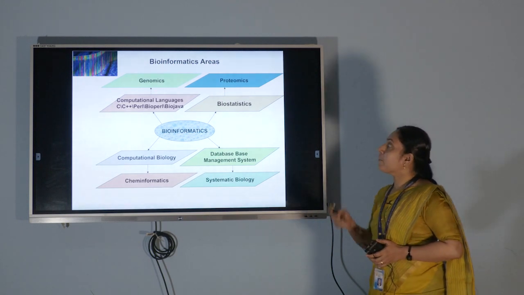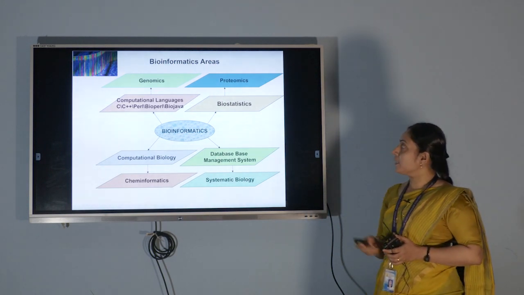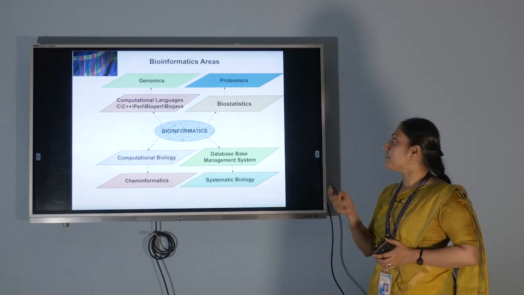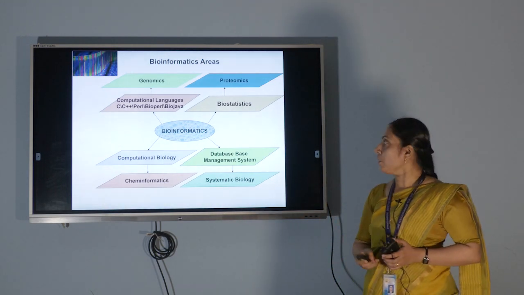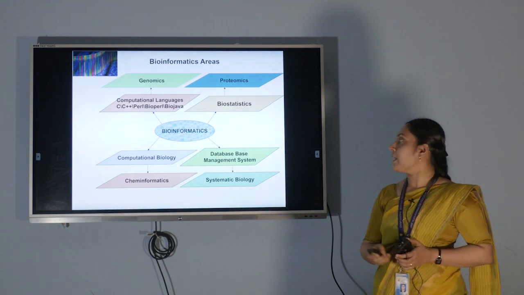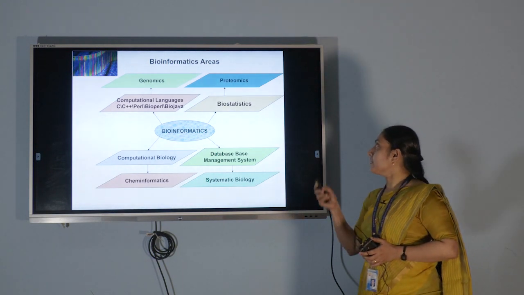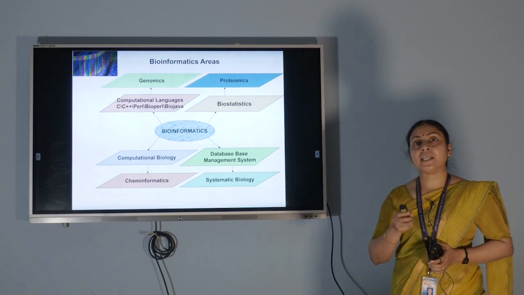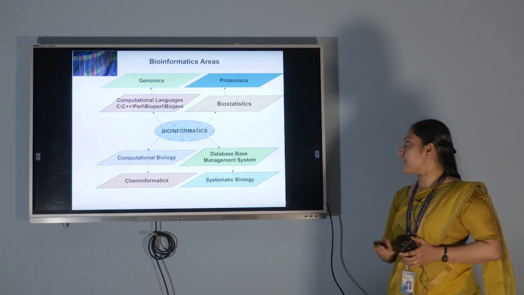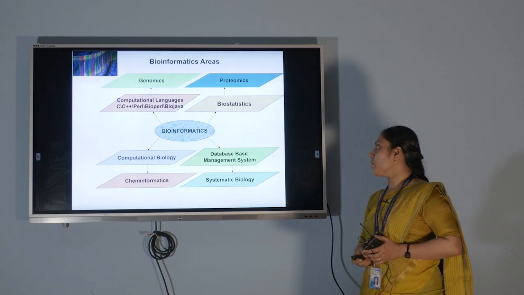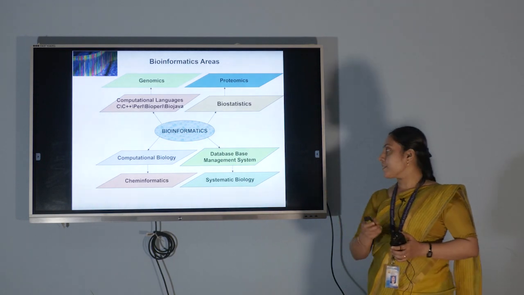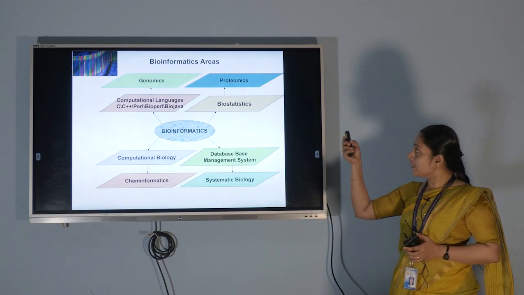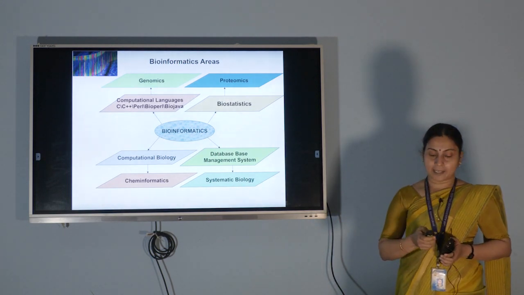Then the major bioinformatics areas, which come under computational languages, that is C, C++, Perl, BioJava and all. It's related to genomics and biostatistics, that's connected to proteomics. Proteomics is the bioinformatics study related to proteins. And computational biology, database management systems, chemoinformatics and systematic biology. These are the major bioinformatics areas.